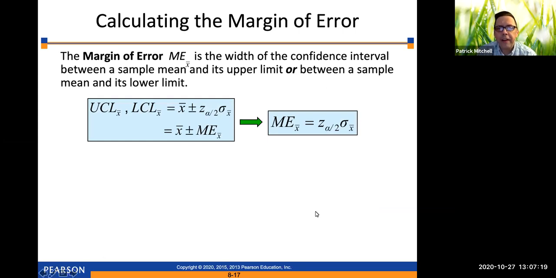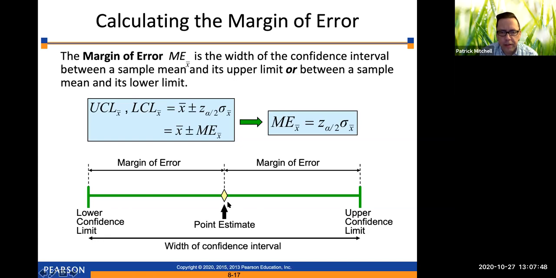The margin of error is the width of the confidence interval between a sample mean and either its upper limit or its lower limit. All right, which would be just this quantity here that we add and subtract from the sample mean in order to find the upper and lower limits. Okay, so that quantity right there is called the margin of error.